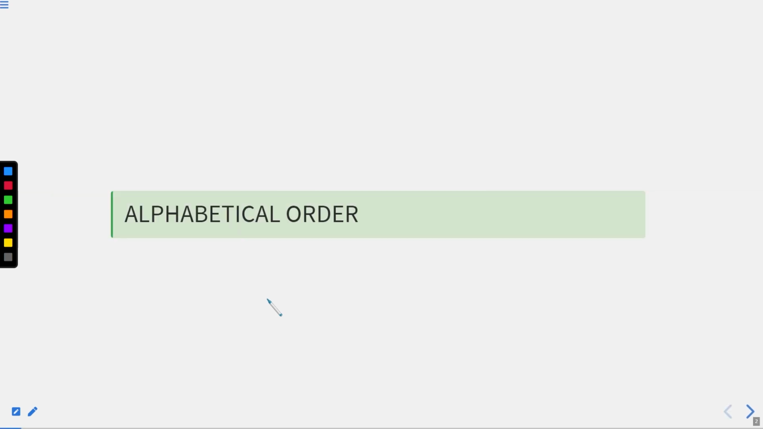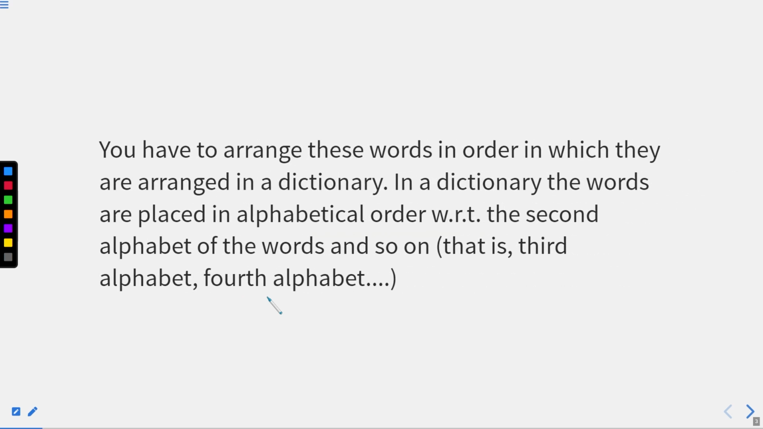So first we are going to deal with the alphabetical orders, right? Here you have to arrange these words in the order in which they are arranged in the dictionary. You all know how the words are arranged in a dictionary, right? In a dictionary, the words are placed in alphabetical order with respect to the first alphabet of the word, then the second alphabet, and so on, that is the third and fourth alphabet. Here I'm going to explain each and every concept with the help of a question.